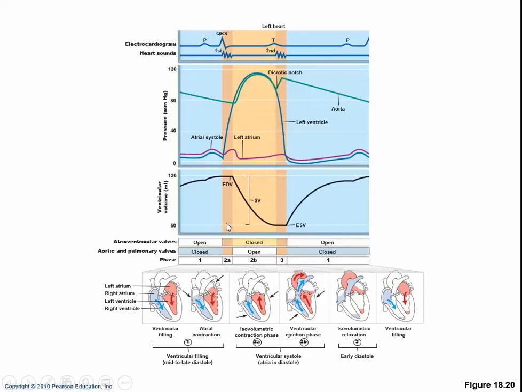So AV valves are open in the blue, they're closed in the pink. Aortic valves are closed in the blue, open in the center part, the white part, and then both are closed in the isovolumetric parts. At the same time, if we look at pressure, this is the pressure in the atrium. So if this is the left atrium, pressure is low, passively filled. We get a little bit of increase in pressure for atrial systole.